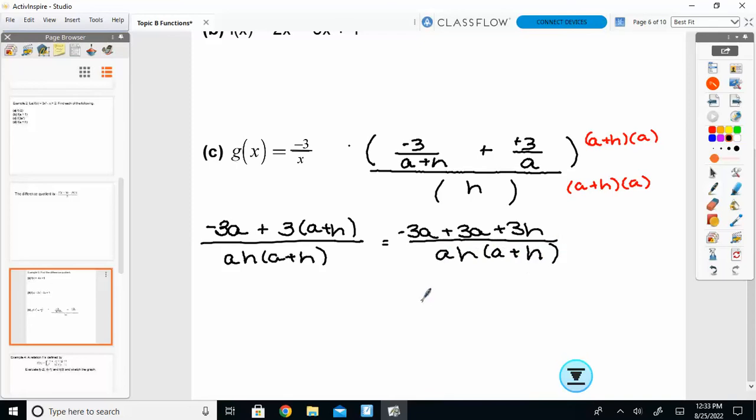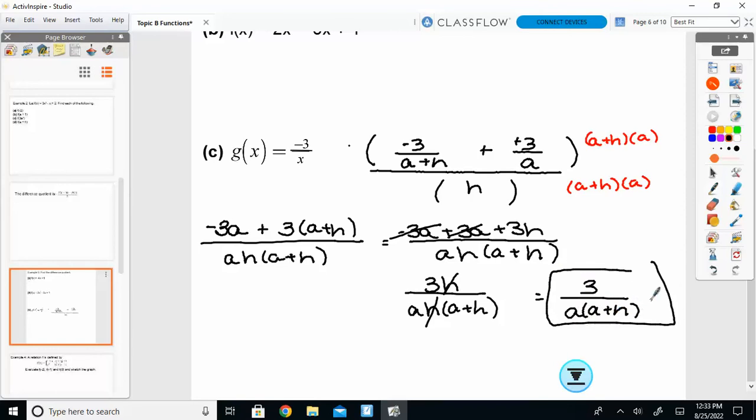What happens? What else happens? So we get 3 over a times a plus h. And you could distribute that if you wanted to make it a squared plus ah. Doesn't matter. What do we got there?